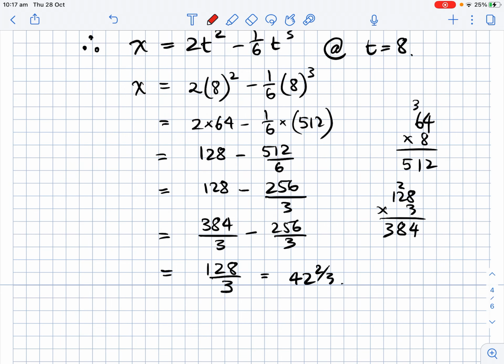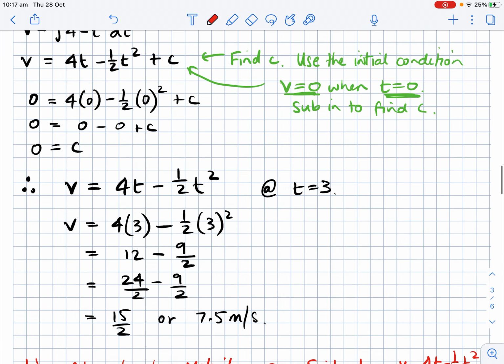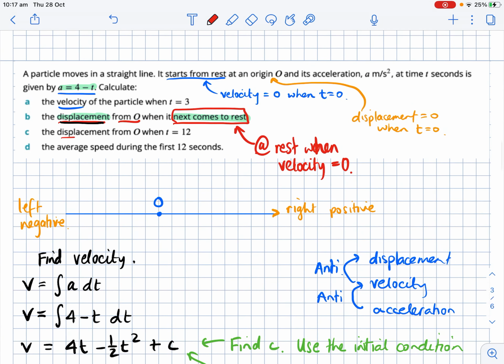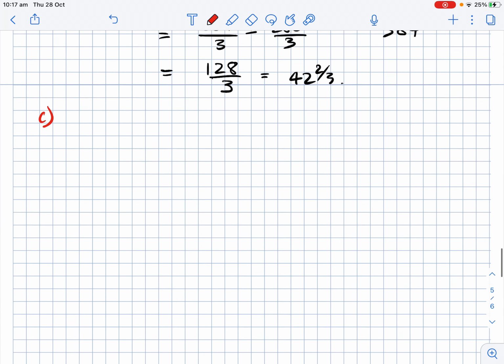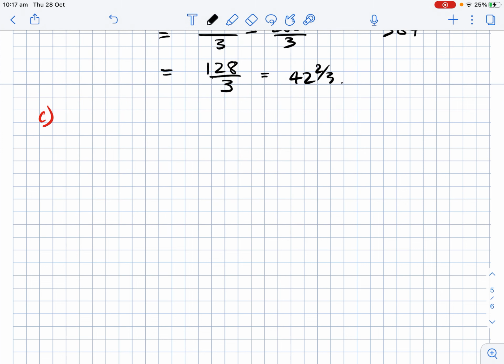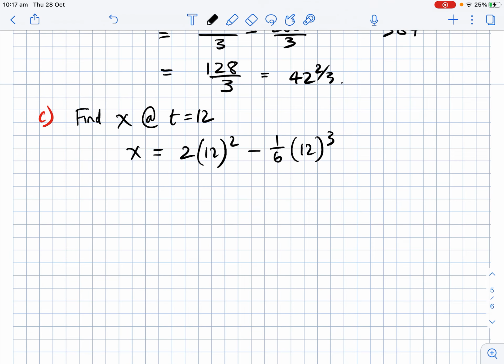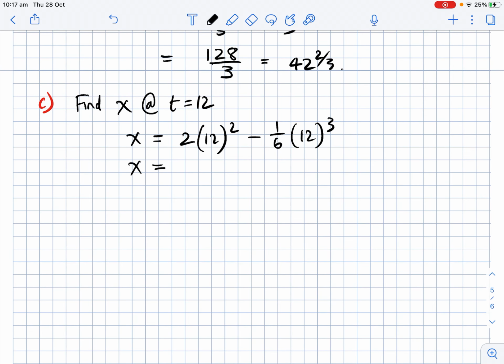Okay, so let's actually move into part C now. Most people did this pretty quickly. We want to find the displacement when t equals 12. It's the same idea, except now I'm going to substitute in 12. So I want to find x at t equals 12. So x equals 2 times 12 squared minus 1/6 12 cubed. And this time, just to speed it up, I am going to break out a calculator.